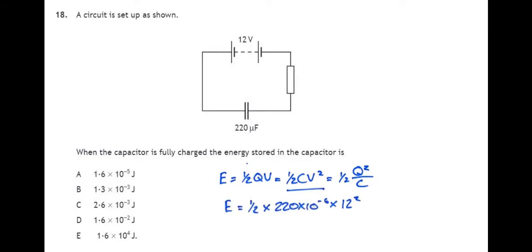Put the numbers into that formula. So a half times 220 microfarads, 220 times 10 to the minus 6, times 12 squared. Don't forget the squared. And we get 0.016 joules, or 1.6 times 10 to the power of minus 2 joules. Answer D.